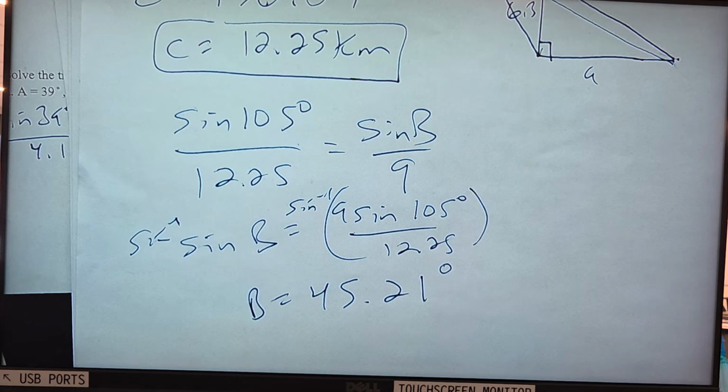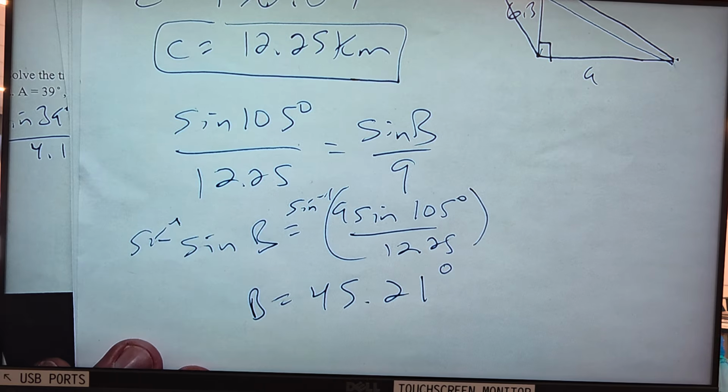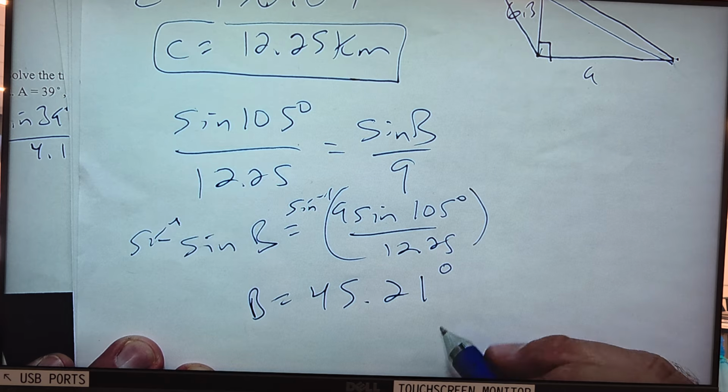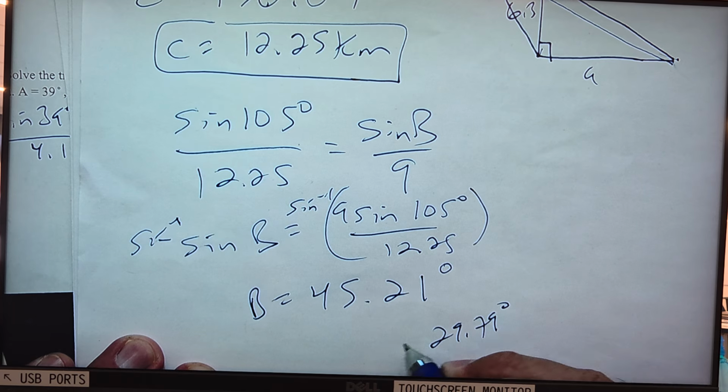If I do two angles, add them, subtract from 180, I think you get 29 point, whatever I just said. Yes, 29.79 degrees is what A should be, I think.